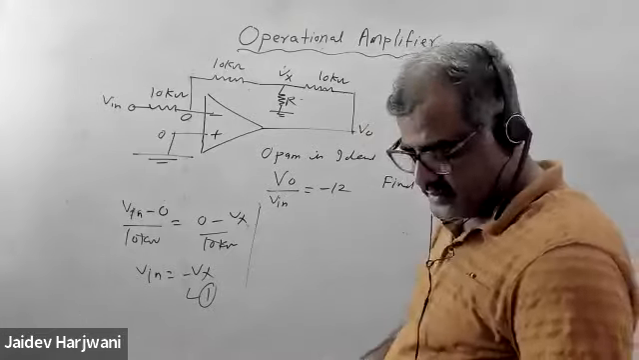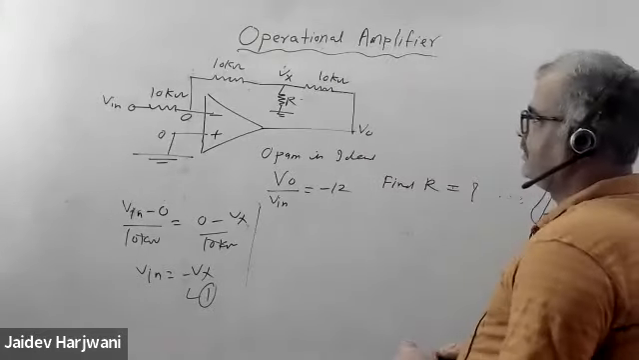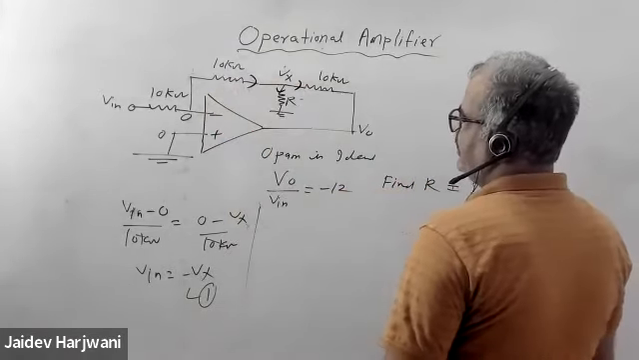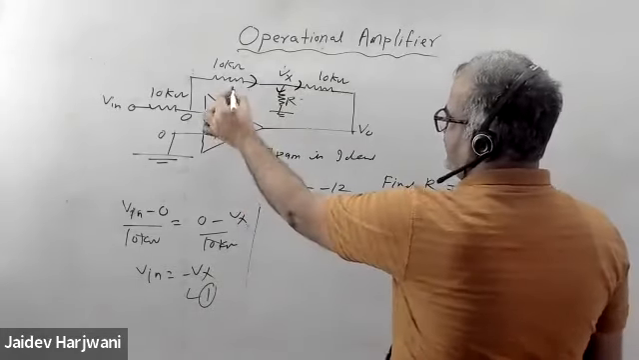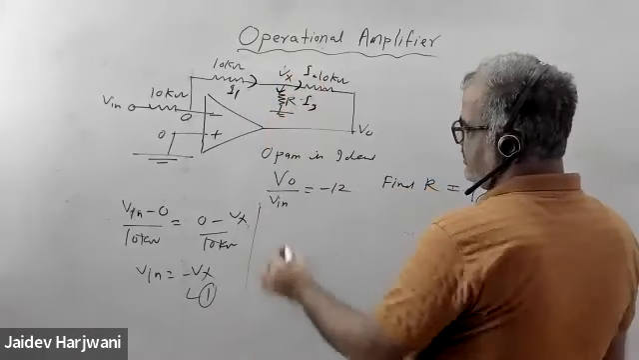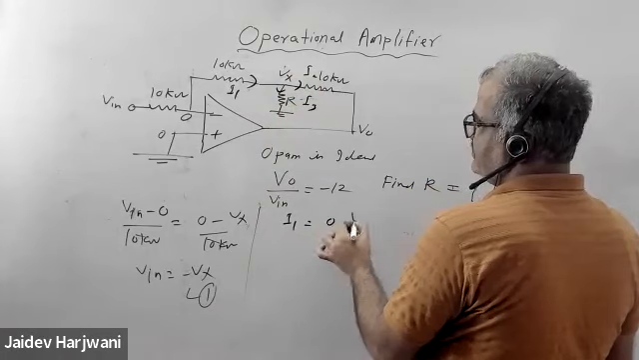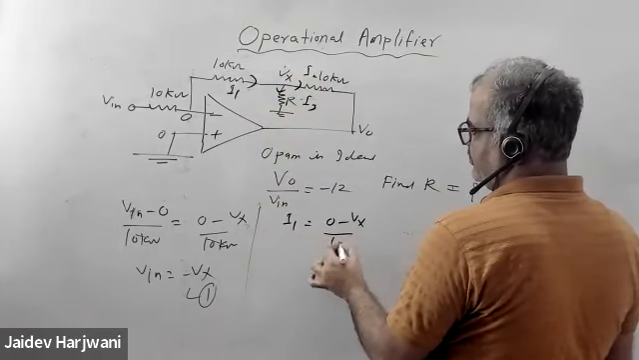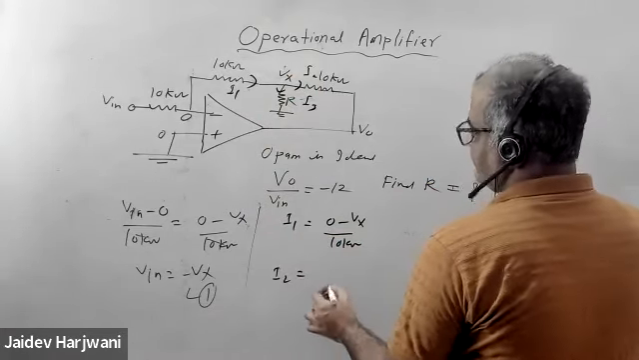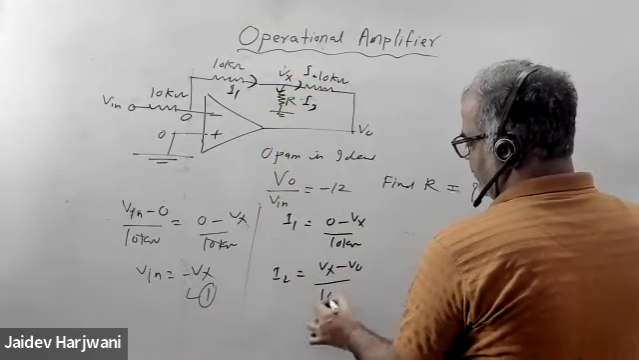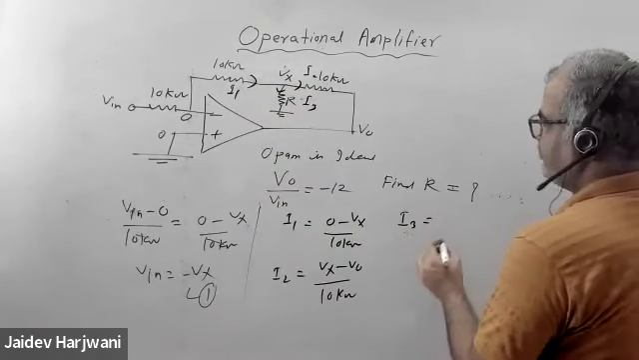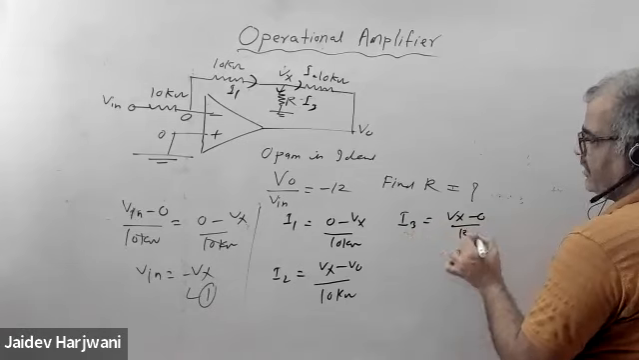Just apply nodal analysis. Say current is coming here, this is incoming, this is outgoing. Say this is I1, this is I2, this is I3. So I1 is 0 minus Vx upon 10 kilo ohm. I2 is Vx minus V0 upon 10 kilo ohm. And I3 is Vx minus 0 upon R.